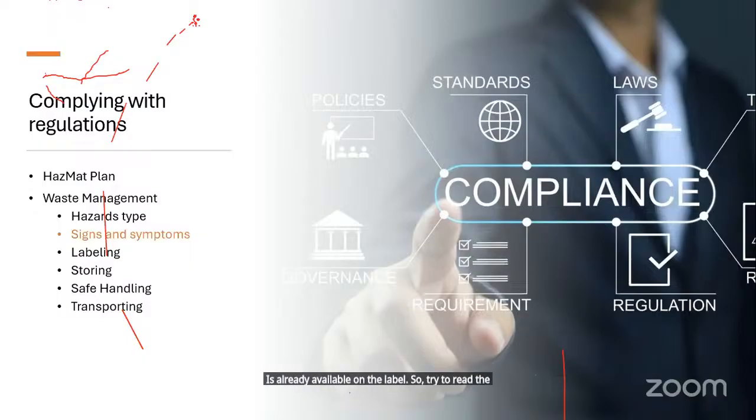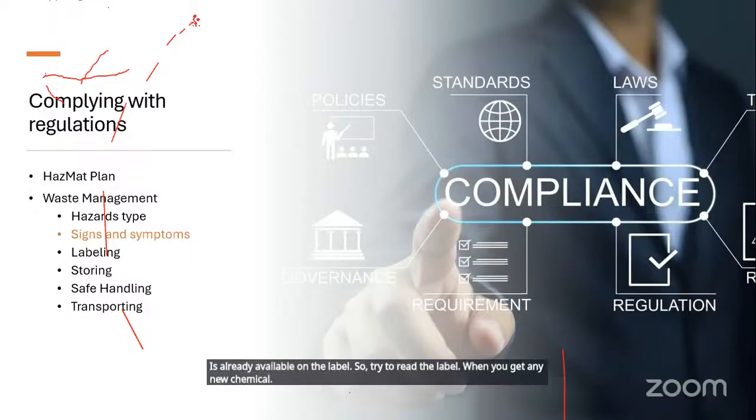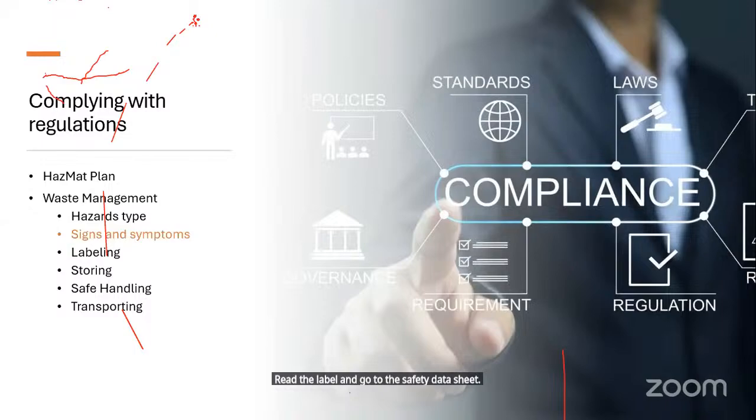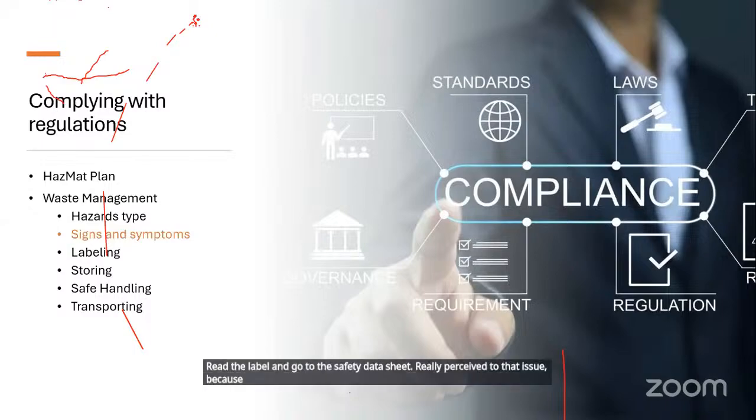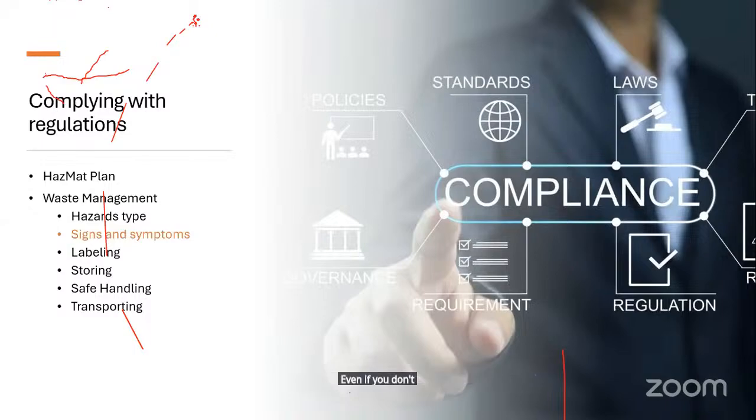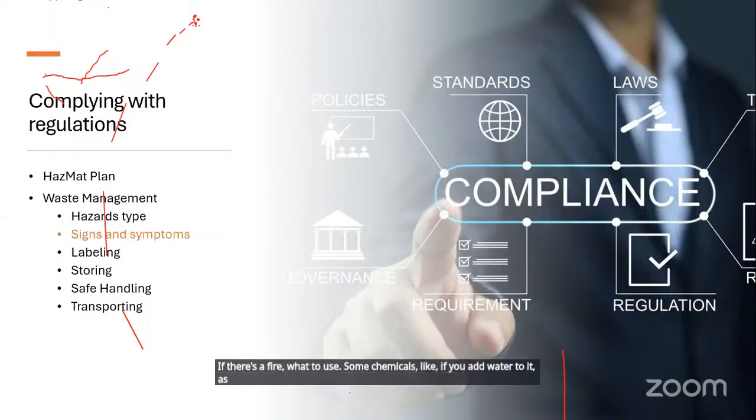When you get any new chemical, read the label and go to the safety data sheet. Read the safety data sheet because it's extremely important. Even if you don't read the whole safety data sheet, look at the most important parts. In case of an accident, what happens? How to deal with it? First aid measures. If there's a fire, what to use? Some chemicals, if you add water to it, as I mentioned earlier, it will explode. And some chemicals, if you add water, it will ignite.